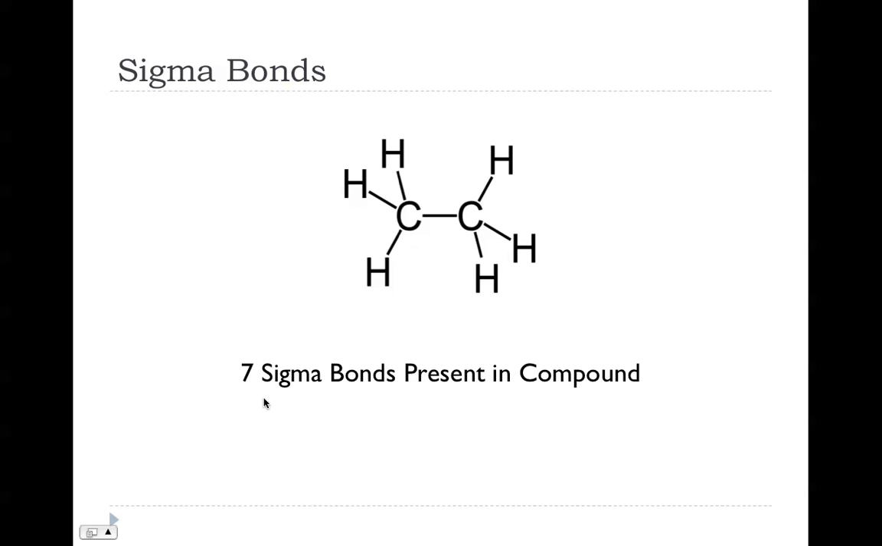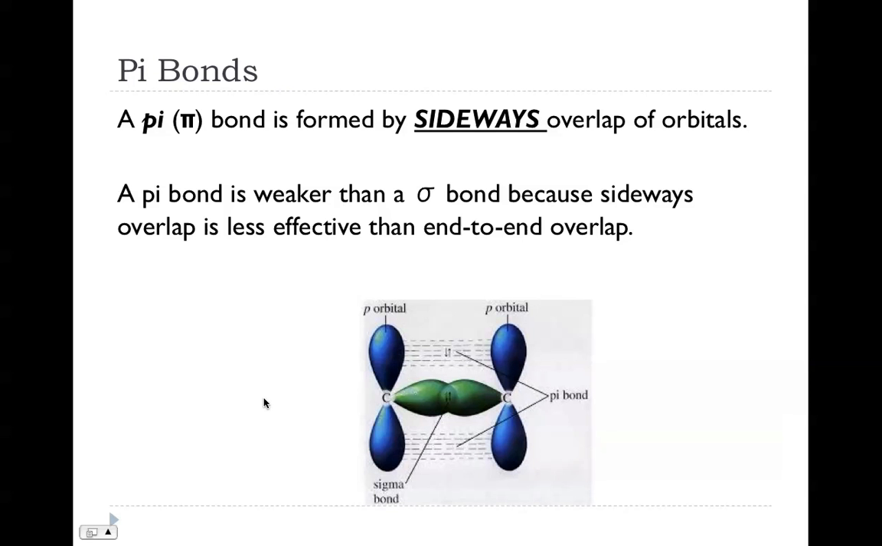Pi bonds are a little bit different because they form by sideways overlap of the orbitals. So here, the green orbitals are a sigma bond that's directly between the nuclei. A pi bond is going to form above and below the nuclei from this sideways overlap of each of their p orbitals, and 2 electrons will move through both of those. So this is representing a single pi bond above and below. A pi bond does tend to be weaker than a sigma bond because the sideways overlap is less effective than the end-to-end. You don't get as good of an overlap.